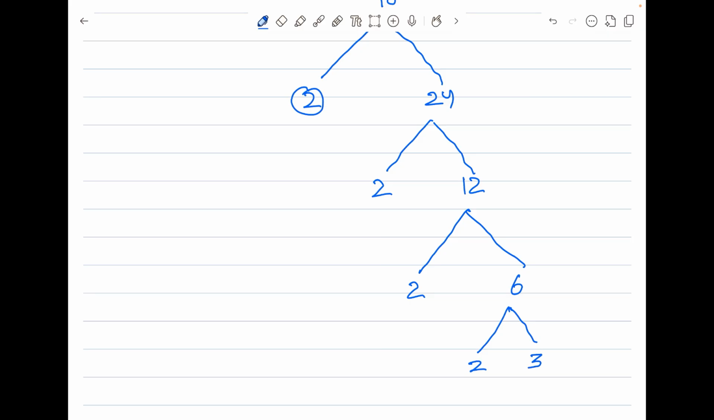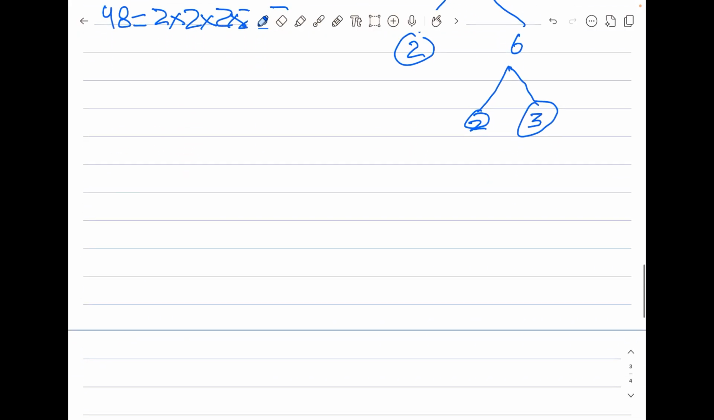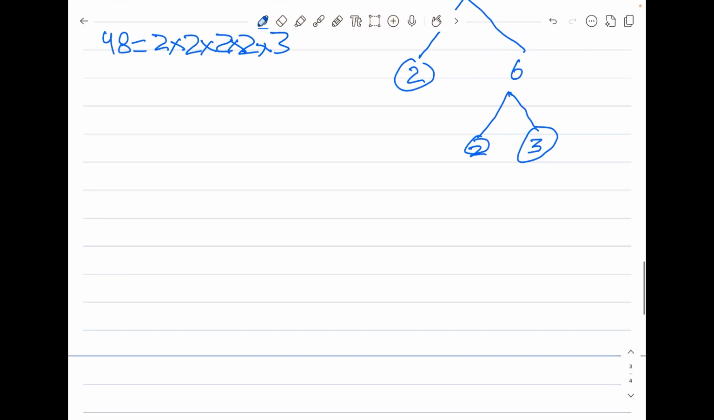So we circle out all the prime factors and we just multiply them all together. So this gives us 48 equals 2 multiplied by 2 multiplied by 2 multiplied by 2, 4 times, right? Multiplied by 3. So this is the prime factorization of 48. So that's the first method, right? Factor tree. The second, much more preferable method, is by division, right?